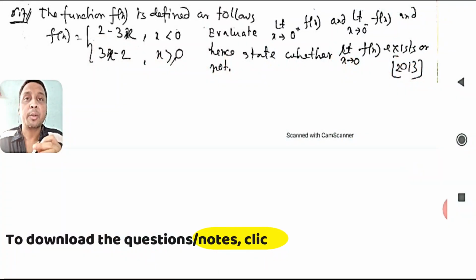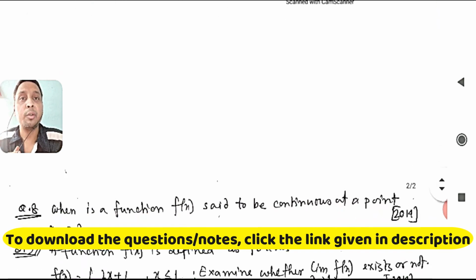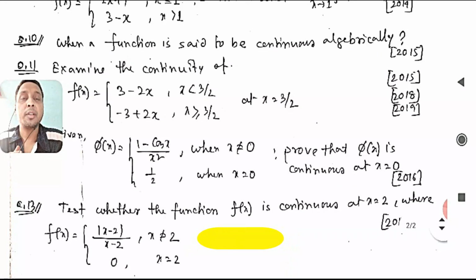Okay students, welcome you all to this new lecture in the basic level where we are solving previous year Tripura University questions on continuity. So in this lecture we will be seeing question number 7 to question number 13. Okay, then let's try to solve these questions.